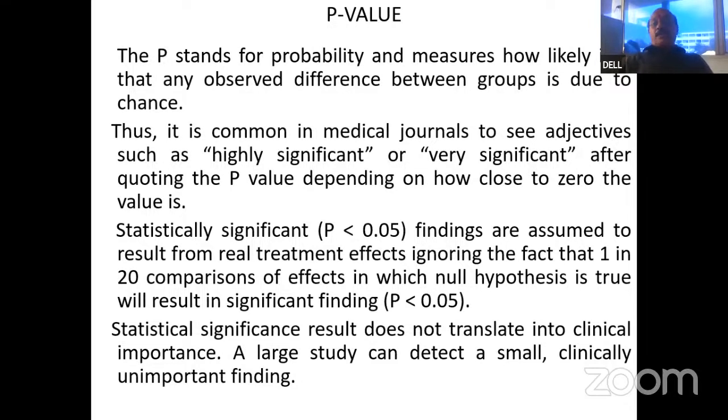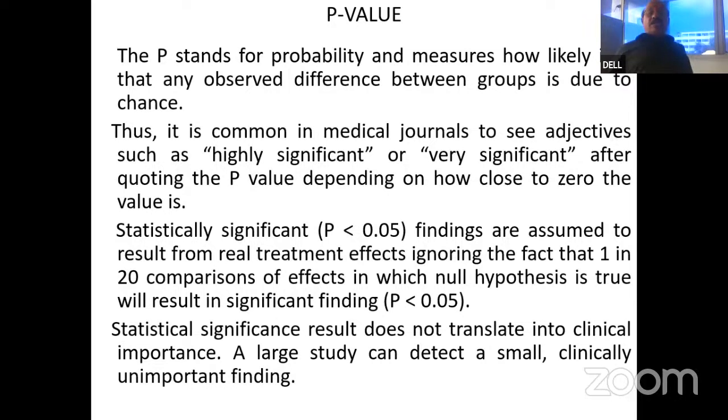It is common in medical journals to see adjectives such as highly significant, very significant, after quoting the p value, depending on how close it is to the 0 value. Since p value is nothing but the probability value, probability always lies between 0 and 1. Based on the test values, we have to compare with this p value. By that, we can see how far it is true or how far it is false.